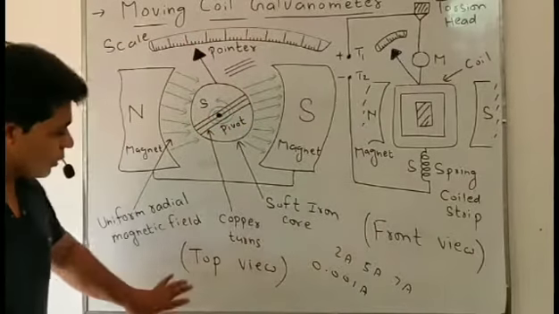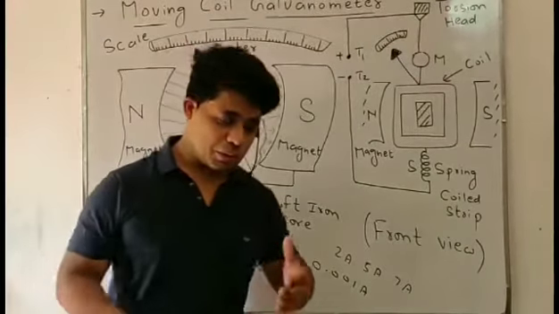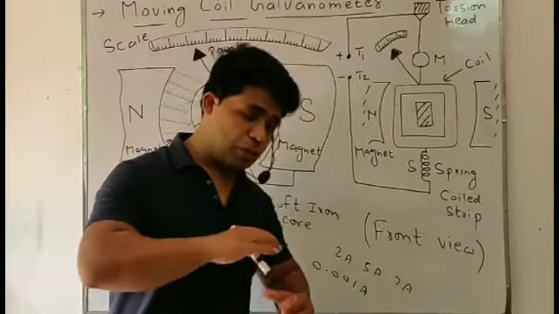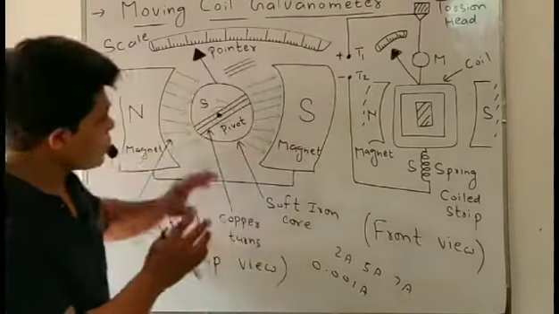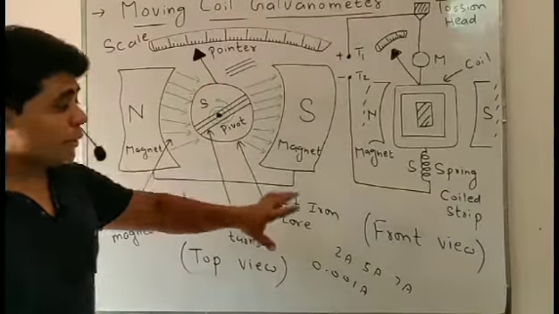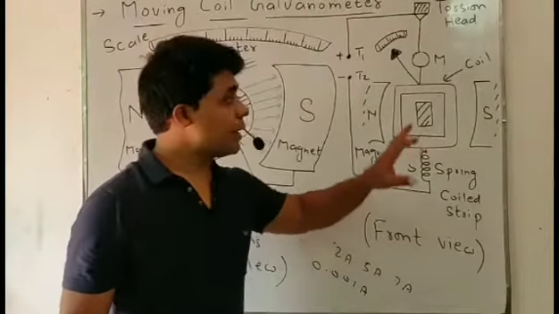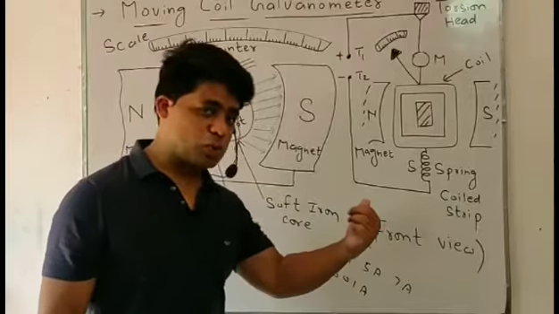One important point. This is the top view. When you see the moving coil galvanometer from the top, it looks like this, but this is the front view. That is easier to understand. I will explain that also.